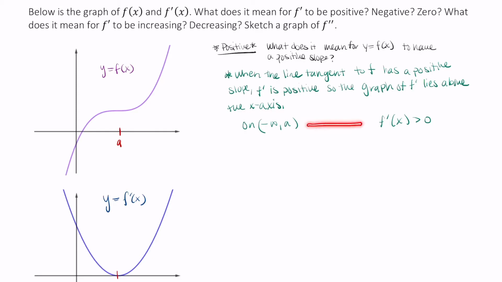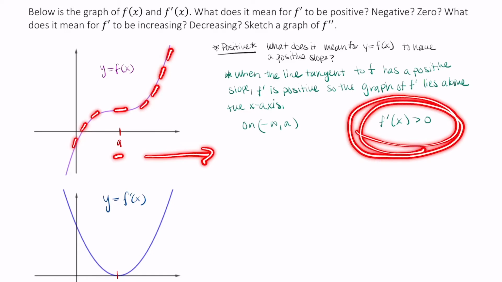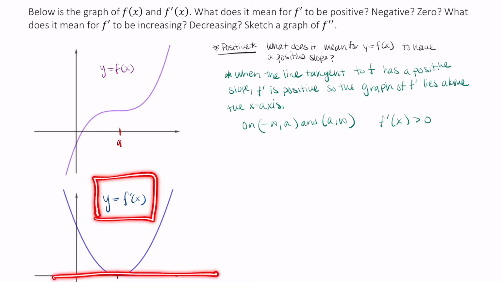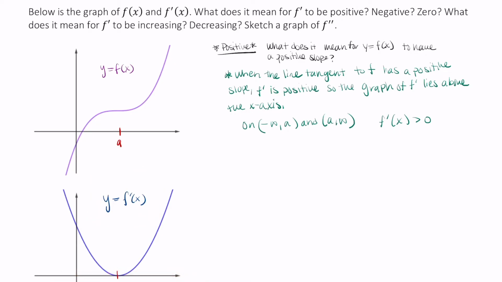And I purposely left this gap here because if we were riding this as a roller coaster, we're going uphill. We briefly flatten out, but then we're going uphill again. That tells me that from A out to infinity, the first derivative, that is f prime of x, is also greater than 0. So on this interval and this interval, our first derivative is greater than 0. That is, the graph of y equals f prime of x lies above the x-axis on both of these intervals.